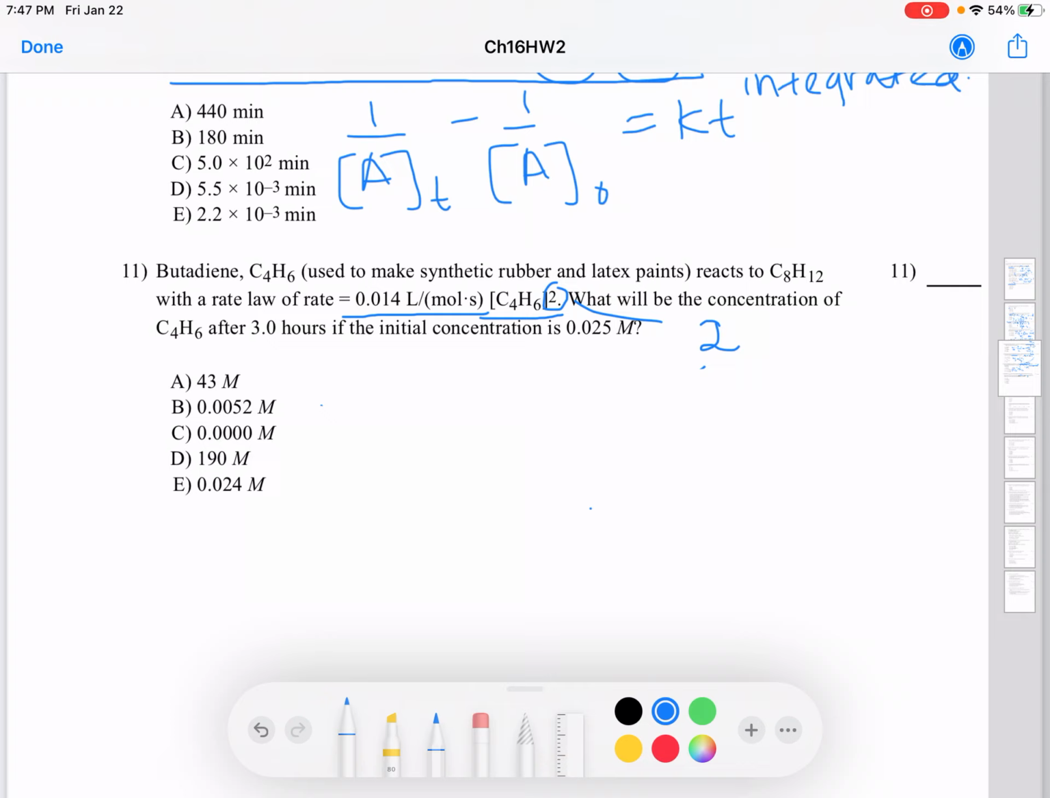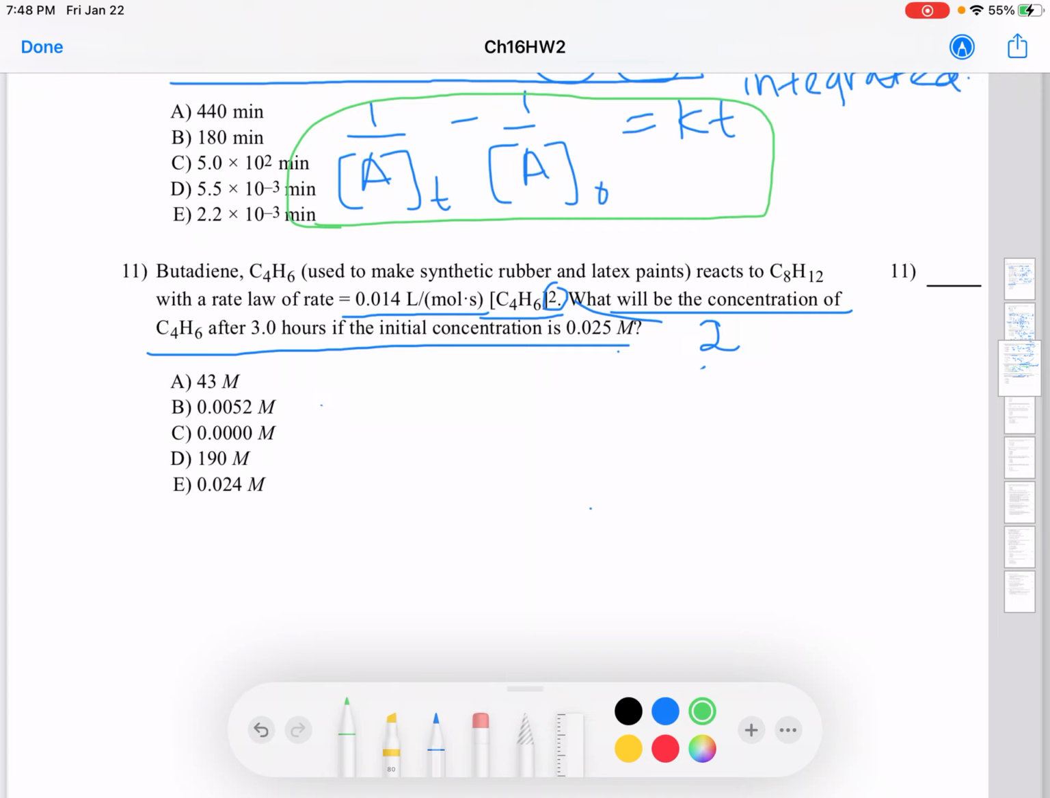And it is asking what will be the concentration of C4H6 after 3 hours if the initial concentration is 0.025. So A naught is 0.025, and we want to find out At. Because it's a second order reaction, we use the same integrated rate law to solve this problem, the second order integrated rate law. So 1 over At. At is what we want to find out.